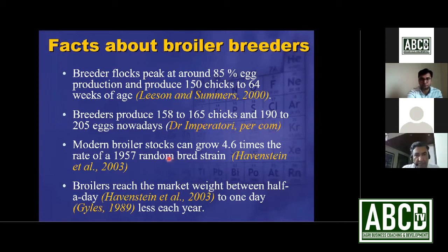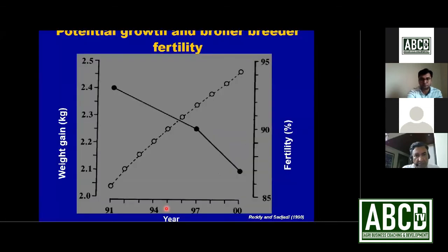It's also good to remember that modern broilers today can grow close to five times what they could in the year 1957. And to reach market, they take half a day up to 1 day less each year. Actually, today the number is about 0.4 days a year. That means every 2 and a half years, we have 1 day less to slaughter the broilers.